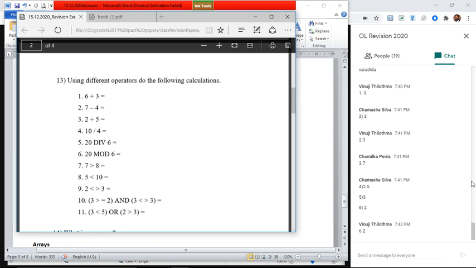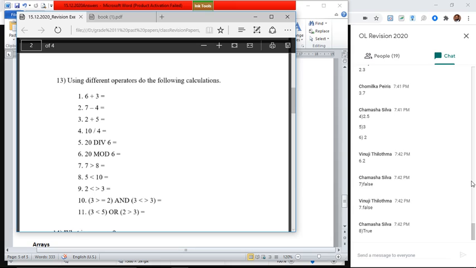Okay. 7 greater than 8. Seventh one. Seventh one, who gave it? False, with a capital F. First letter capital when writing true or false.